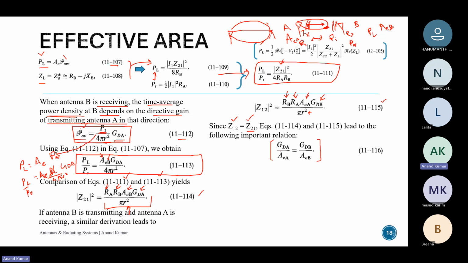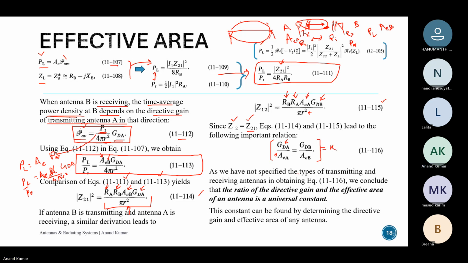So using 14 and 15 over here, we can give this relationship. The directive gain of the antenna divided by the effective area of the antenna is equal to a constant. Okay, so this is what we get.